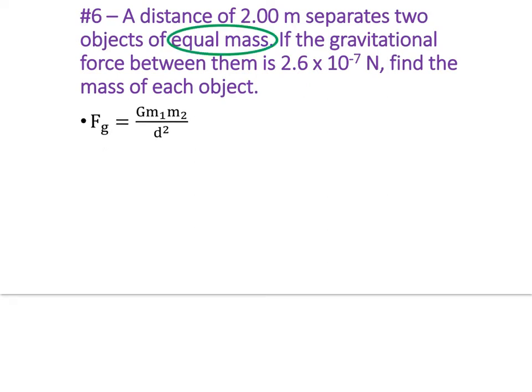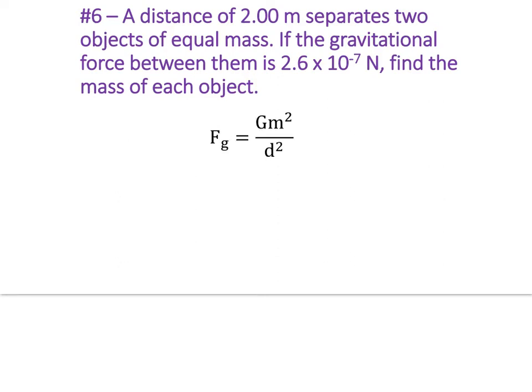Now let's look at our problem again. It says two objects of equal mass. So mass 1 and mass 2 are the same. So what that means is that really what you have is big G times m squared divided by d squared. Okay, m1 times m2 is mass squared. Now we just need to rearrange our equation. So when you look at the equation, we want to know mass, the mass of each object. So I need mass all by itself.